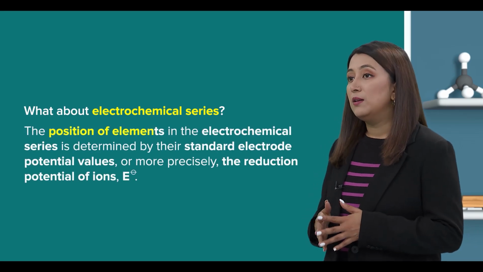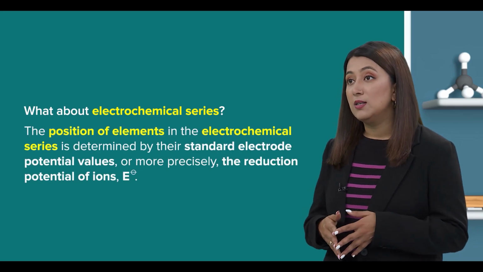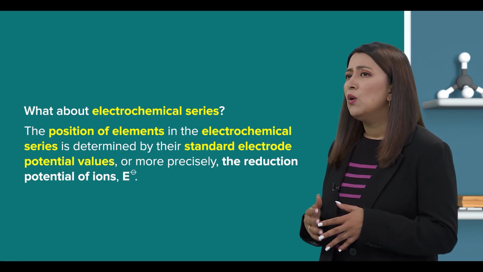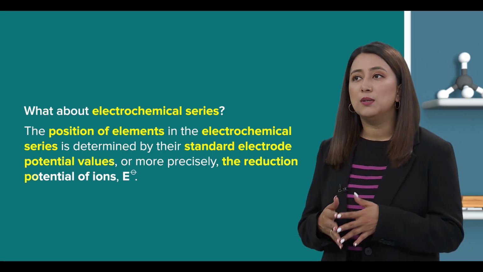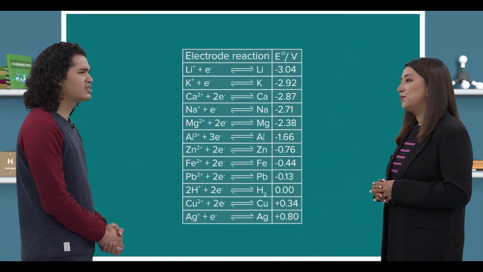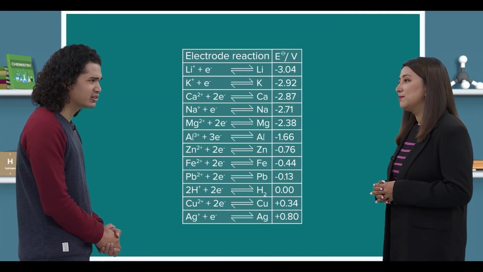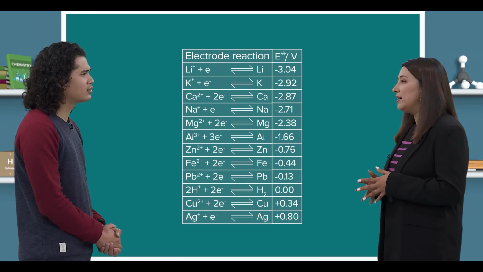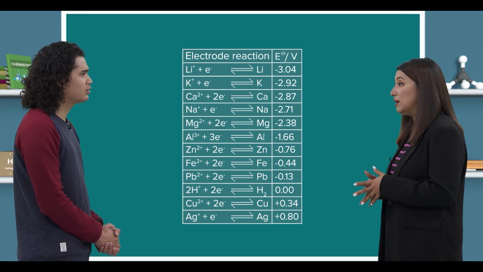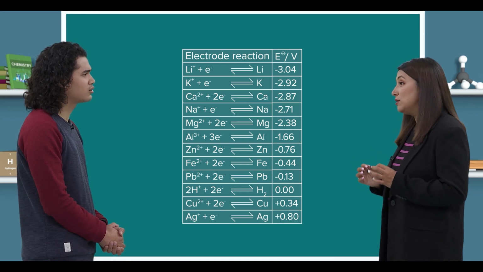The position of elements in the electrochemical series is determined by their standard electrode potential values, or more precisely, the reduction potential of the ions. It is written as E0. Standard electrode potential. What is that? We'll discuss that later in this lesson. For now, let's just focus on what the values really mean, while also predicting the electrolysis product.